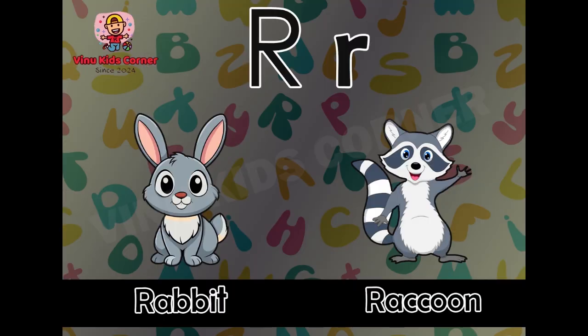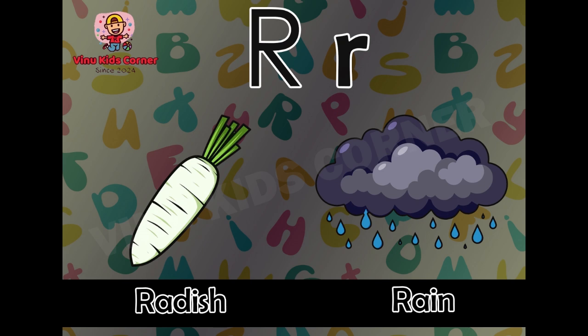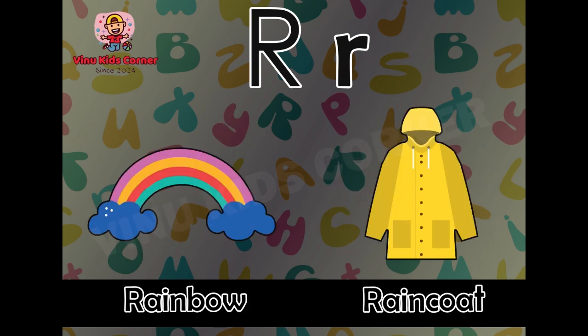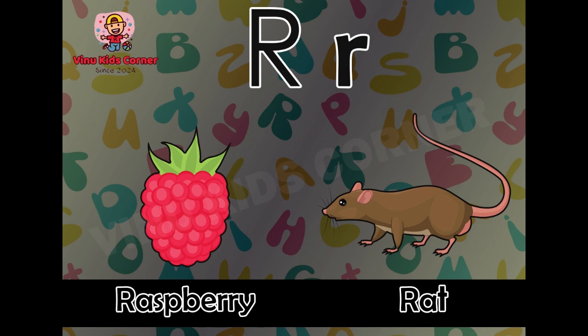R is for rabbit. R is for raccoon. R is for racket. R is for radio. R is for radish. R is for rain. R is for rainbow. R is for raincoat. R is for rake. R is for rambutan. R is for raspberry. R is for rat.